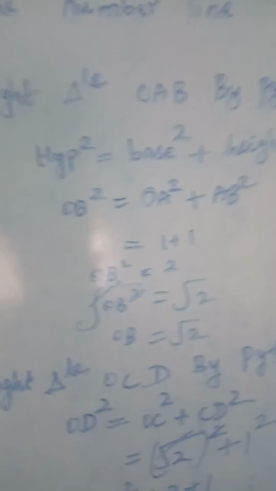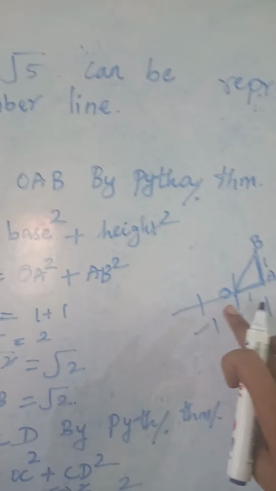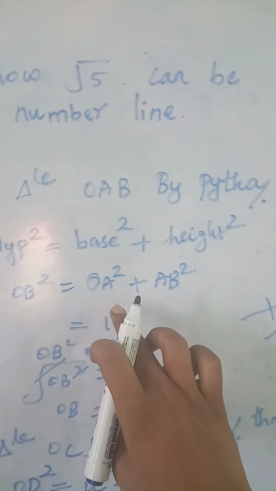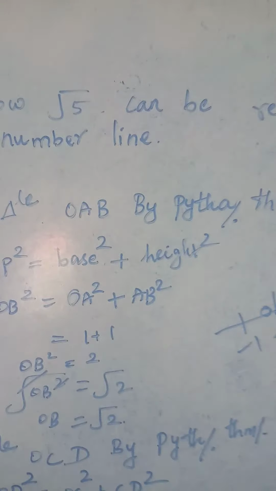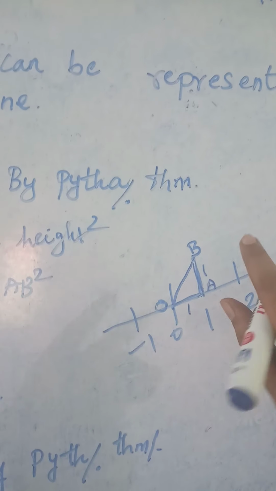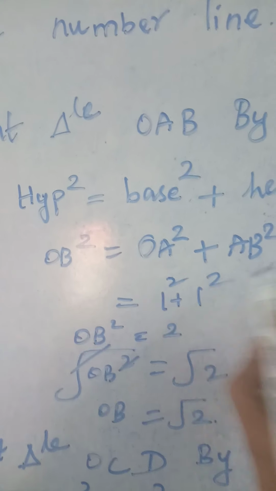Yes, we have to use Pythagoras theorem. What does it say? Hypotenuse square is equal to base square plus height square. So what is the base here? OA, and height is AB. Hypotenuse is OB. So OB square is equal to OA square plus AB square. OA value we know is 1. AB value we know is 1. So 1 square plus 1 square.